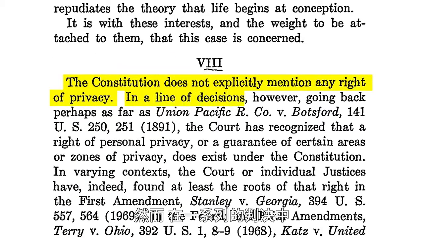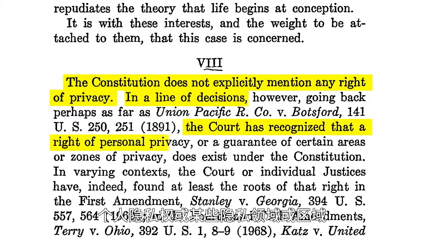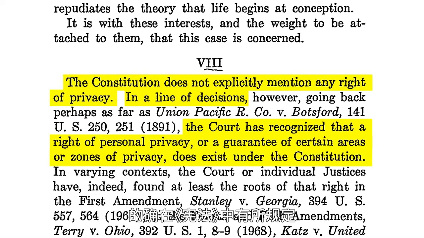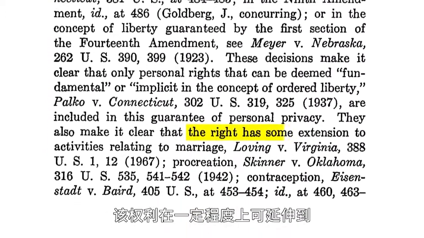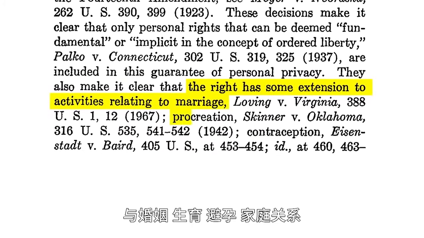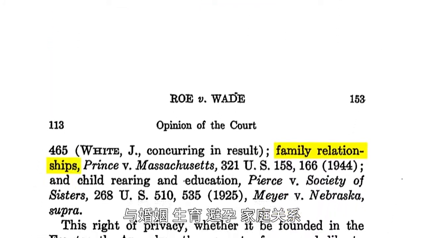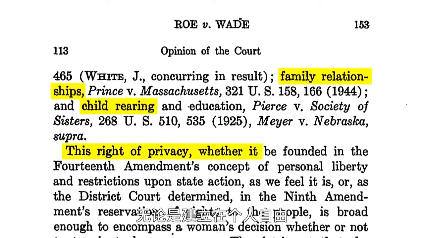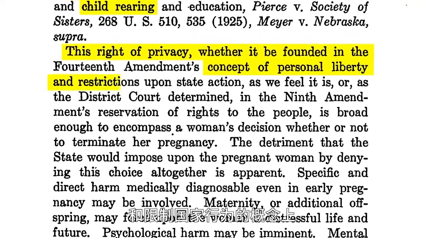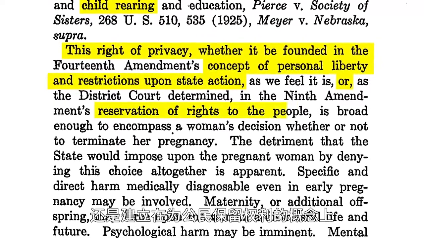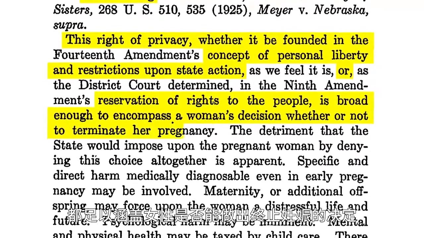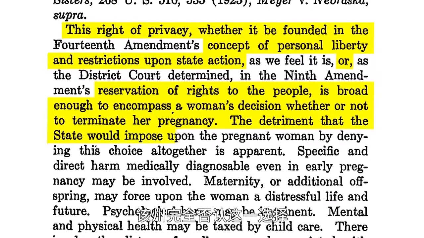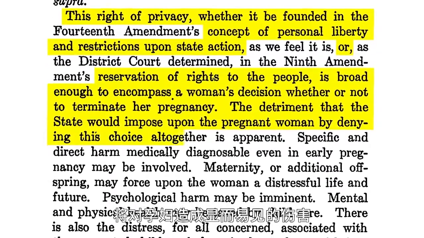However, in a line of decisions, the court has recognised that a right of personal privacy, or a guarantee of certain areas or zones of privacy, does exist under the Constitution. Reviewing previous Supreme Court cases, the court added, the right has some extension to activities relating to marriage, procreation, contraception, family relationships and child rearing. This right of privacy, whether it be founded in the concept of personal liberty and restrictions upon state action, or the reservation of rights to the people, is broad enough to encompass a woman's decision whether or not to terminate her pregnancy. The detriment that the state would impose upon the pregnant woman by denying this choice altogether is apparent.